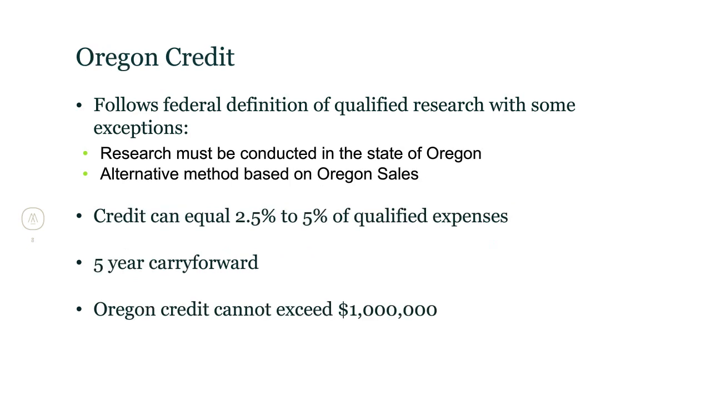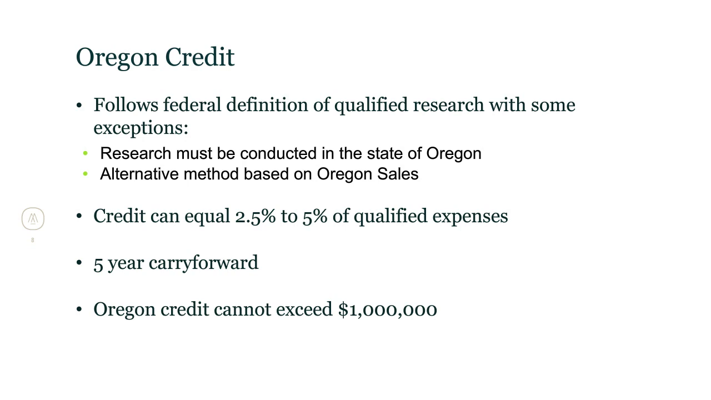All right, so another state credit that we wanted to highlight is the Oregon credit. We're seeing a ton of brewers pop up in Oregon, so we thought it's worth mentioning. For the most part, the Oregon credit also follows the federal definition of qualified research with some exceptions. And in order to qualify for this one, you have to be performing research within the state of Oregon. It is not quite as lucrative as the California credit. You're looking at 2.5% to 5% of your qualified expenses translating into a credit.